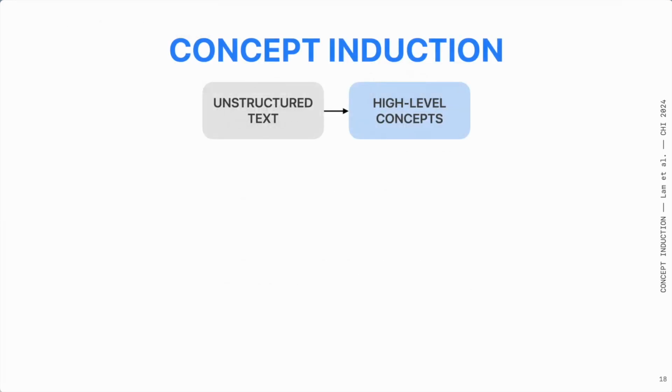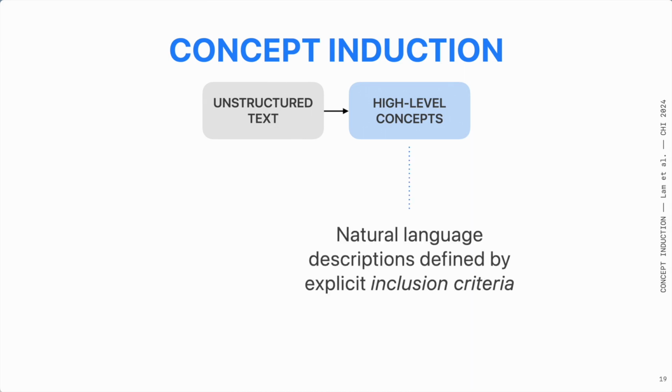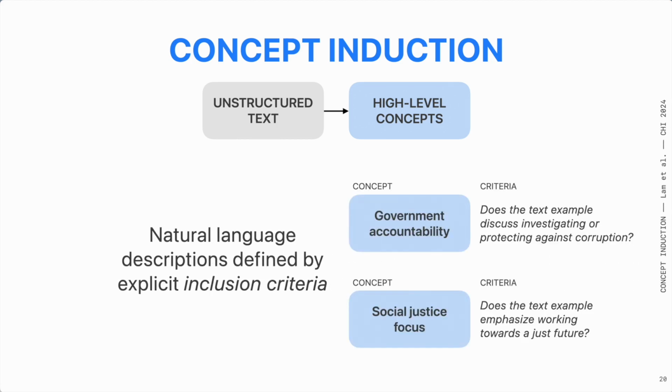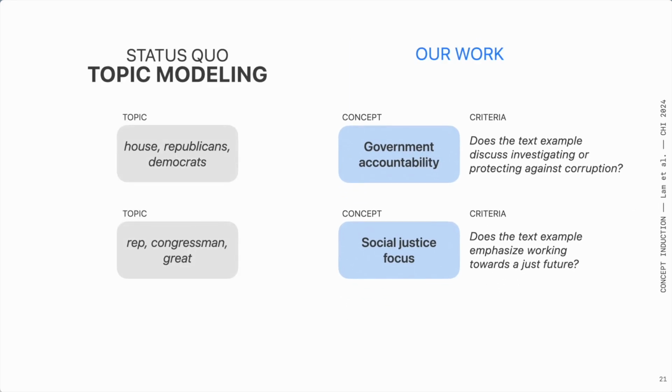To bridge this gap, we introduce concept induction, the task of synthesizing high-level concepts from unstructured text, where we define concepts as natural language descriptions defined by explicit inclusion criteria. For example, concept induction will produce outputs like government accountability and social justice focus, and each concept is defined by detailed criteria. In contrast to existing methods, concept induction aids interpretation, allowing users to focus less on understanding concepts and more on applying and extending concepts to make sense of data.